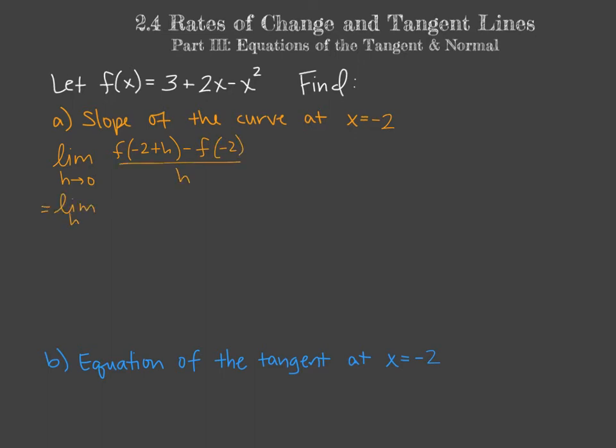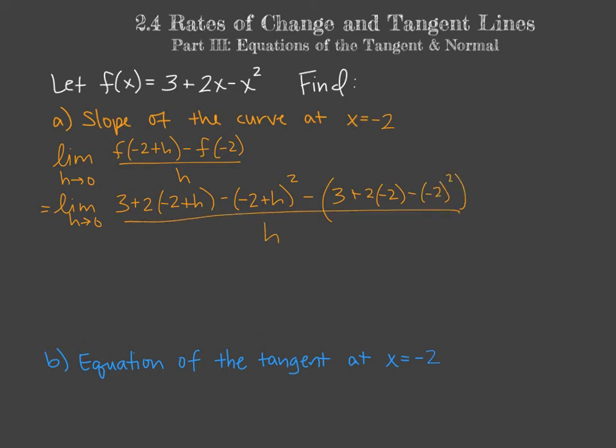So the limit as h goes to 0, then I need to plug in -2 plus h everywhere there's an x. And we do need to be careful with the squaring and the distributing of negatives here. So that is the f of -2 plus h. Now I'm going to subtract f of -2, and I'm going to use a big parentheses here because I'm subtracting something with more than one term. So I'm plugging in -2 and being very careful with minus signs and parentheses.